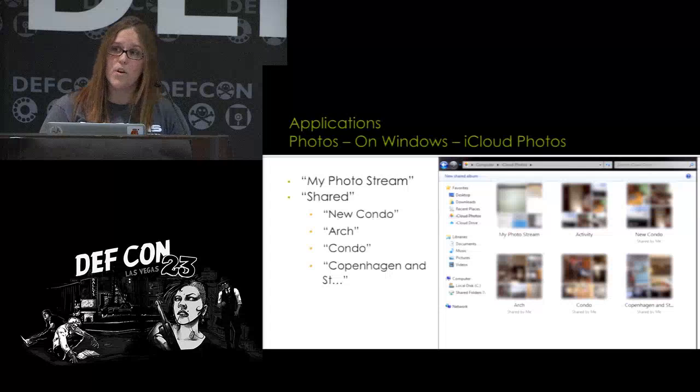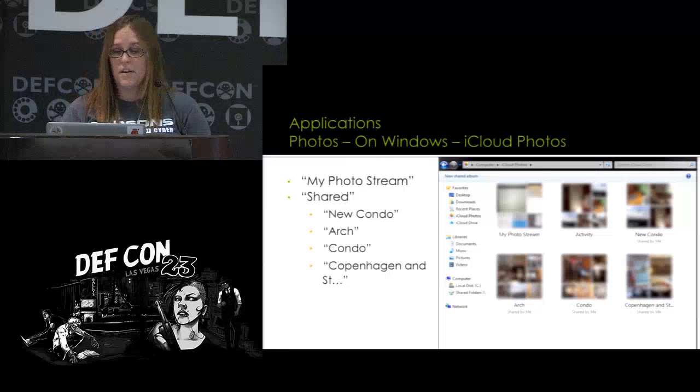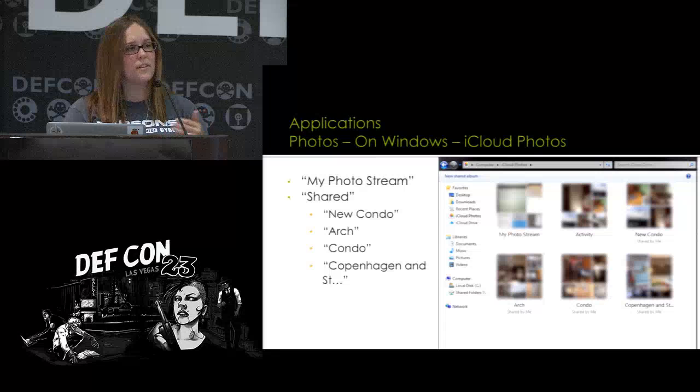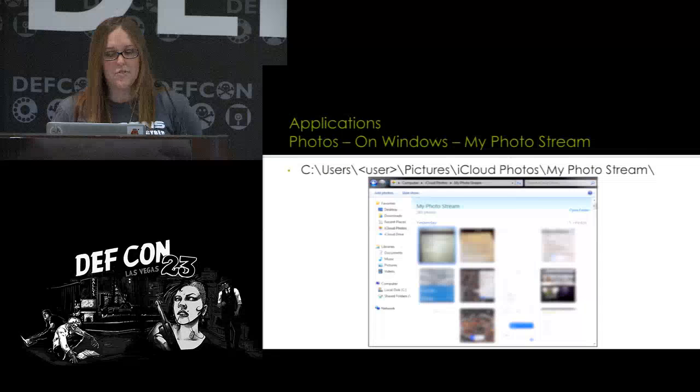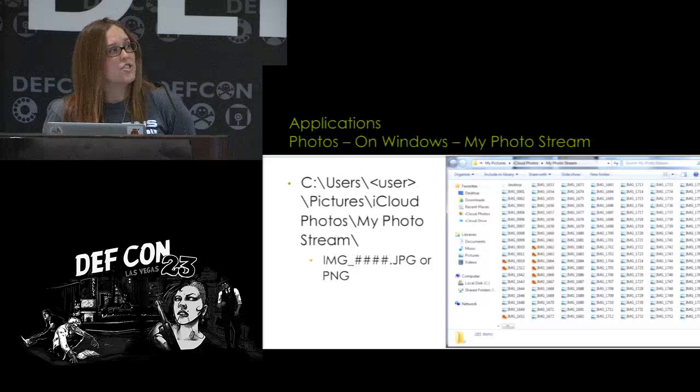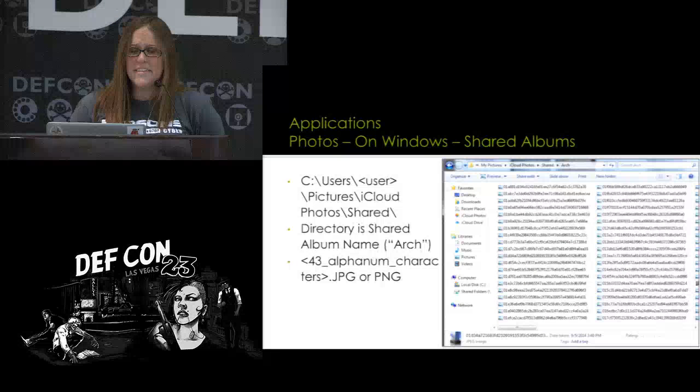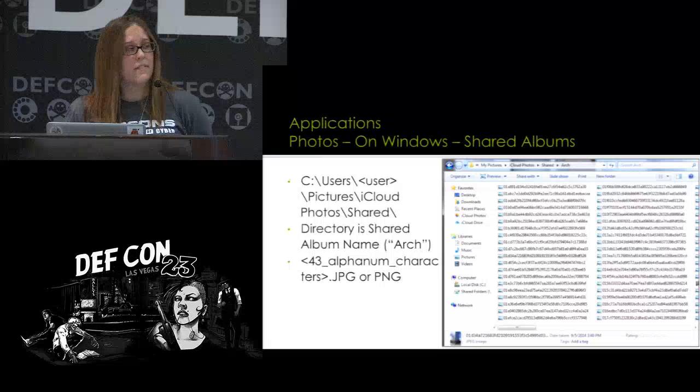Now on Windows, again, one of the few things that is synced down to Windows, you still have My Photo Stream and Shared directory. And these are all located under the Photos application, or in the Photos directory on Windows. Again, another screenshot of My Photo Stream. These files are stored in just a straight up JPEG or PNG format, depending on if it's a photo or a screenshot. Pretty easy to get to. If it's a shared album, you're going to find that it's in, again, another hash type thing. We can correlate this back to other databases as well.